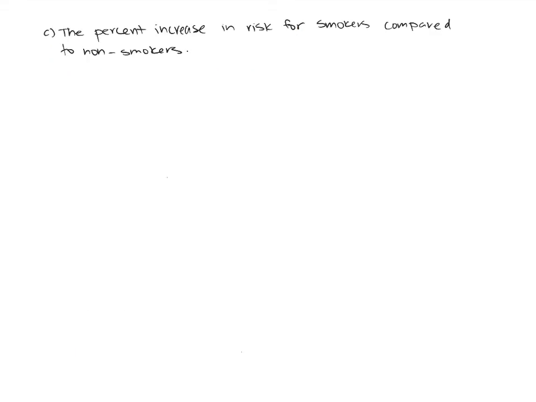Finally, part C, we want to know the percent increase in the risk for smokers compared to non-smokers. Well, the way you find percent increase is you take the relative risk minus 1 times 100% to make it into a percent. So that's 1.554 minus 1 times 100%, or 55.4%.